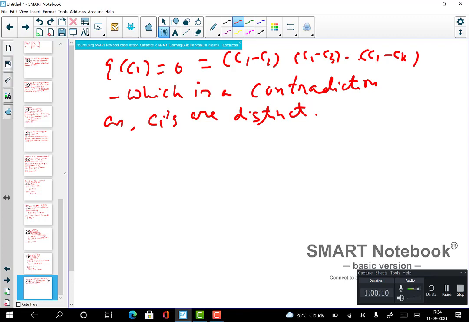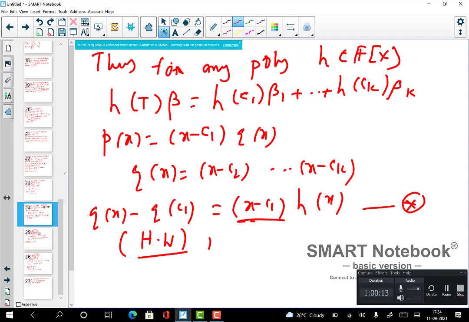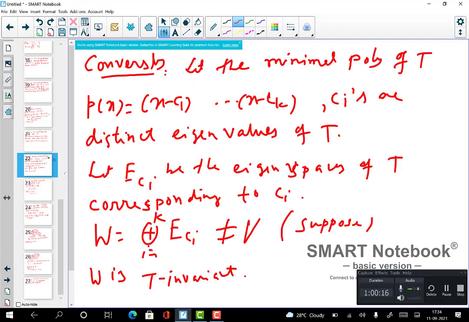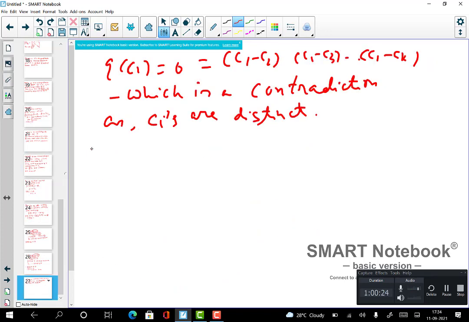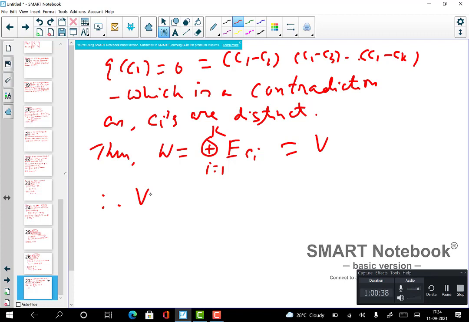We get the contradiction because we assumed that W, the subspace spanned by the sum of all the eigenvectors, is not the full space, right? This is the contradiction. So what does that mean? That means W has to be equal to V. Thus W, which is the direct sum of eigenspaces for i equal to 1 to k, has to be equal to the full V. So that means T is diagonalizable, which I already proved, right?